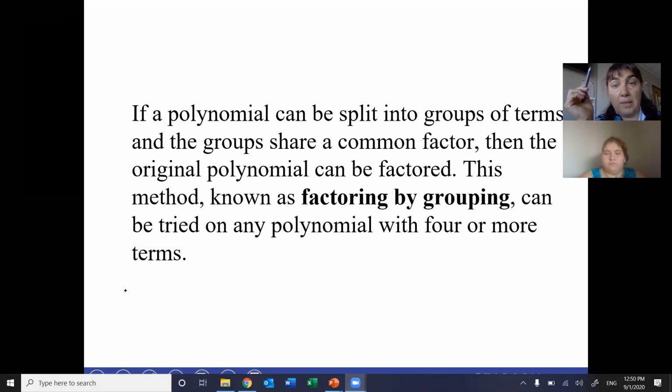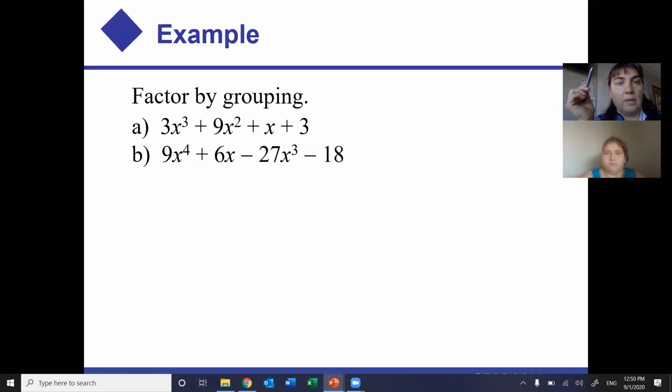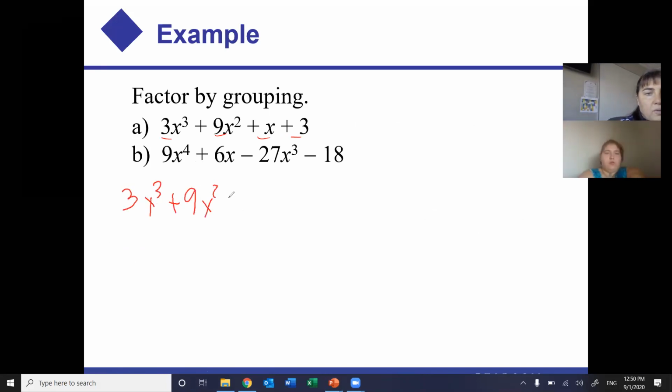So what is factoring by grouping? To factor by grouping, you need to have 4 terms. Your polynomial needs to have 4 terms. You see how there are 4? 1, 2, 3, 4. So what you do, Carissa, do you remember how to do it? So what do you do? Okay, let me write it right here for us. 3x cubed.